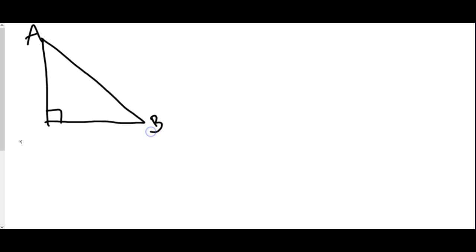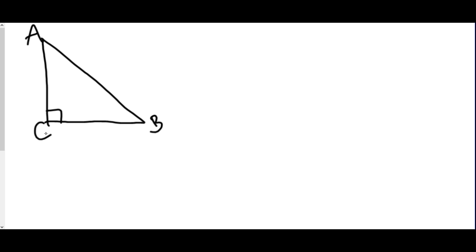This video will be about the tangent ratio. So the tangent ratio only works for right triangles. And when you have a right triangle, it has to have one angle that is a right angle, hence the name right triangle. So what the tangent ratio does is it compares the angles to the sides of this right triangle.